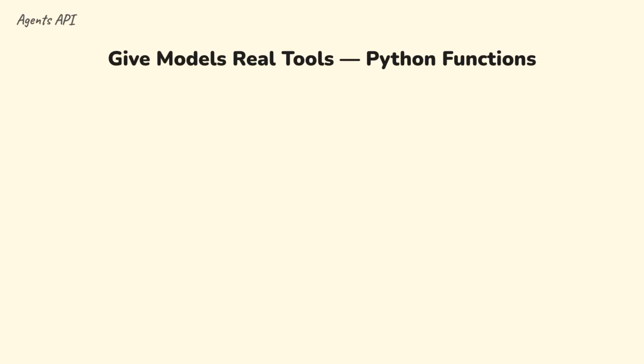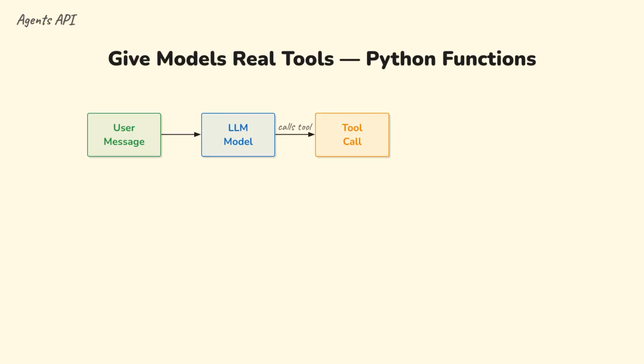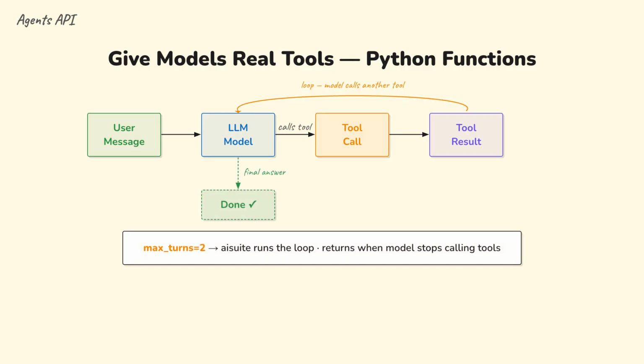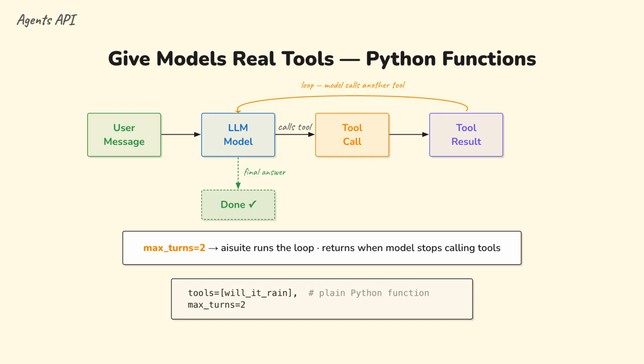To give a model real tools, you pass plain Python functions. aisuite reads the signature and docstring, generates the JSON schema, runs the tool, calls the model again with the results, and loops until the model stops calling tools or max_turns is reached. The full tool interaction history is available in intermediate messages, so you can continue the conversation.